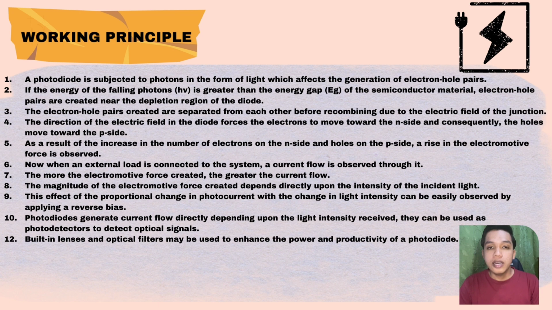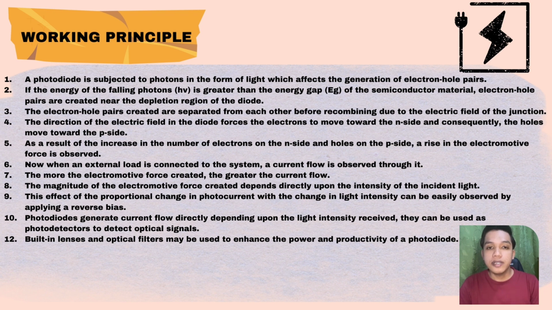As a result of the increase in the number of electrons on the N side and holes on the P side, a rise in the electromagnetic field is observed. Now, when an external load is connected to the system, a current flow is observed through it. The greater the electromagnetic field, the greater the current flow. The magnitude of the electromagnetic force depends directly upon the intensity of the incident light.